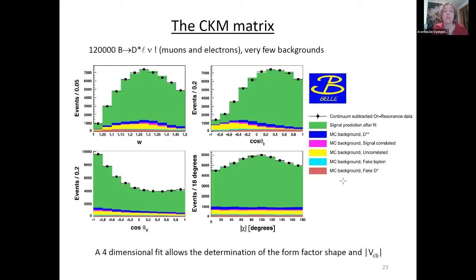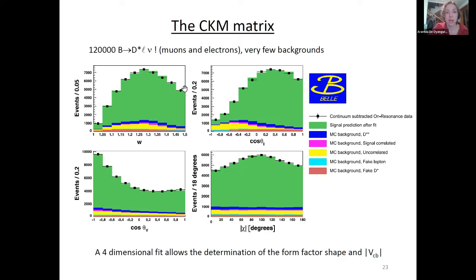With all this data, you have about 120,000 B to D star lepton neutrino decays, taking into account muons and electrons, and even performing an analysis with tagging, you have very few backgrounds. So you can do a very good analysis, and you can see this is the W corresponding to the Q squared. Then you have the different angles, the lepton angle and the other angle, and then the angle between the two planes. From that it is possible to do a 4-dimensional fit, and at the end you can determine the form factor shape and also the Vcb.